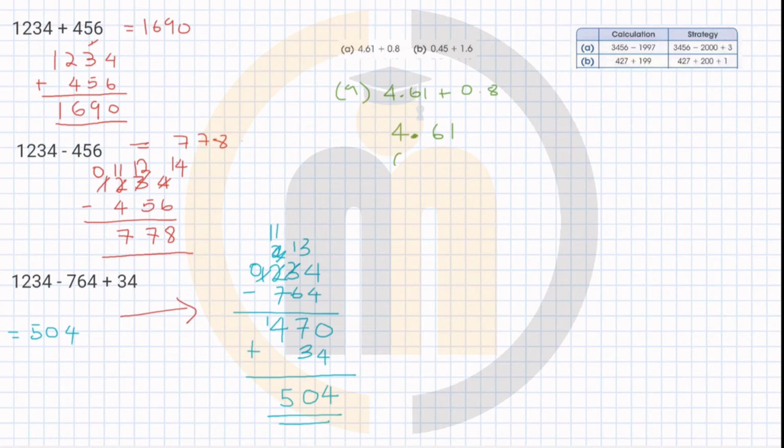4.61, 0.8, and then you add them together, for example. Okay, so this is 0.80 technically, right? If you can add them directly, there's one way of doing that, or simply remove the decimal point.